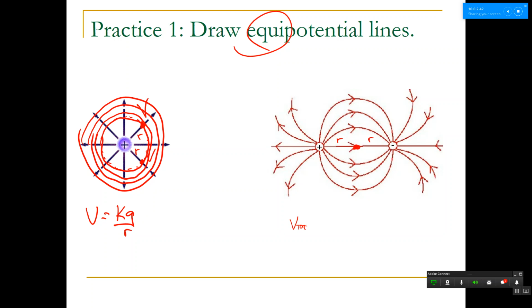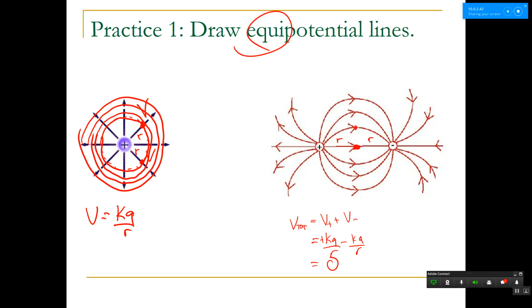The total voltage is equal to the voltage from the plus charge plus the voltage from the minus charge, which is equal to positive KQ over R minus KQ over R, which gives me what? Yeah, exactly, 0. So if I'm at any point between two oppositely charged particles with the same magnitude, and their distance is the same, my voltage is going to be 0.